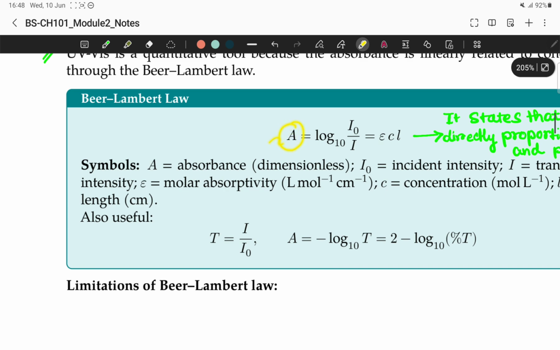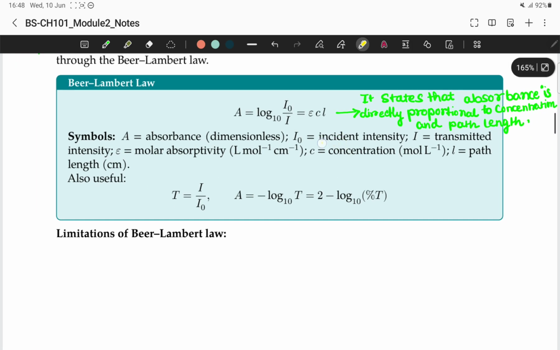This A is our absorbance, which is completely dimensionless. It equals log I naught by I, where I naught is the incident intensity and I is the transmitted intensity. And A equals epsilon C L. Epsilon is the molar absorptivity, C is the concentration and L is the path length.